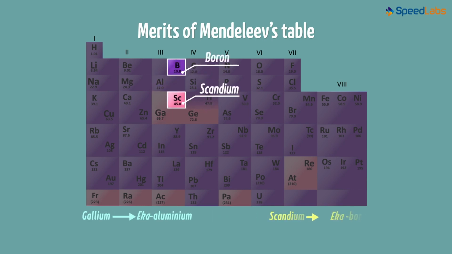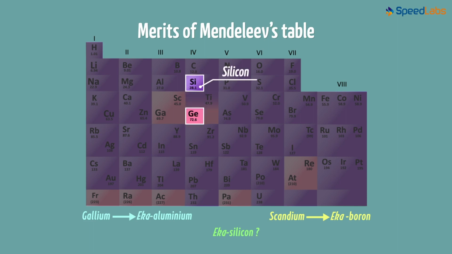It was named as eka boron before discovery. All the properties of eka boron were found to be almost correct on discovery of scandium. Last example that we talk is eka silicon. Now where will this be? Yes, just below silicon. And this element, what we know today, is germanium. And similarly, there were other elements discovered later and could be placed in the table with ease.